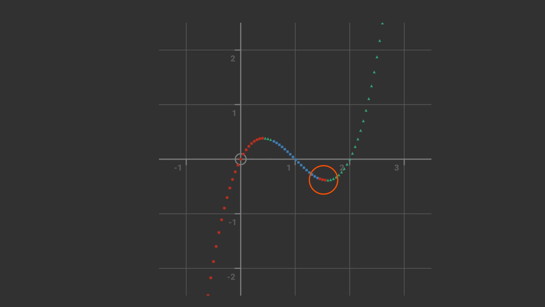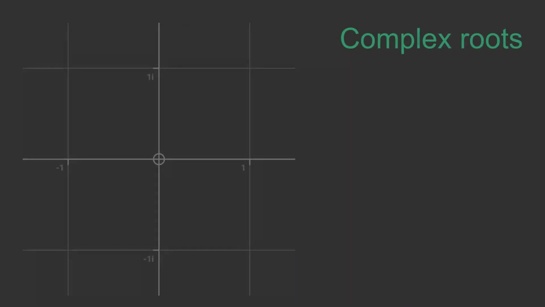As we will see shortly, applying this method to polynomials involving complex numbers shows a similar effect to the one above. Certain starting points don't converge on the closest root. But in the complex domain, the patterns this creates are far more interesting. But first we need to look at the complex roots of polynomials.